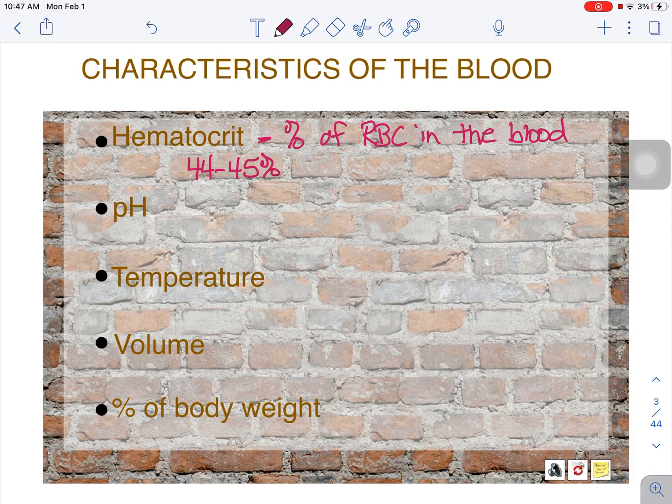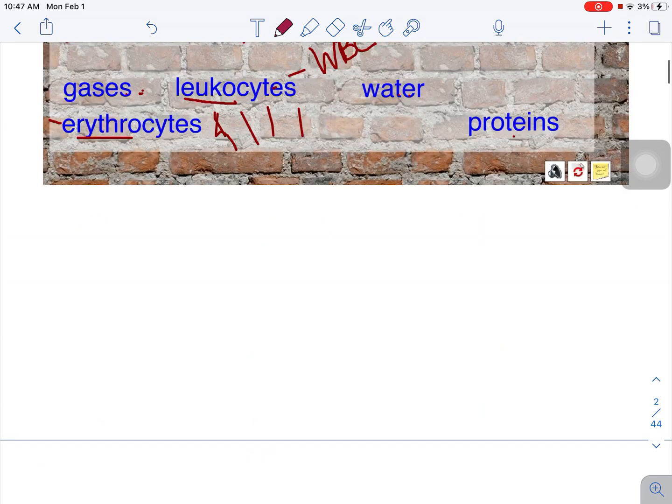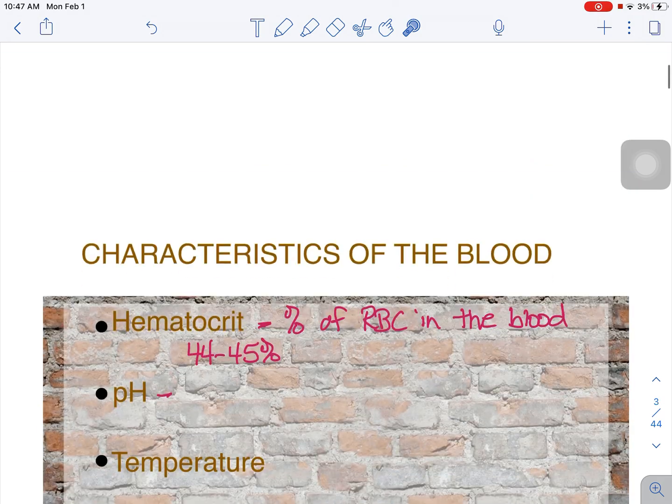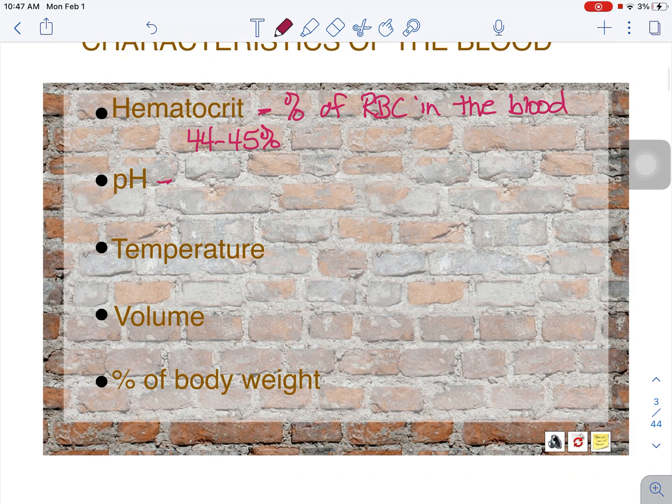So pH, remember that the blood is mostly water. All right, so it's this liquidy part. Most of that is water. So water's pH is 7. So the blood pH is about 7.35 to 7.45. Slightly basic just because of the other stuff that's dissolved in it.